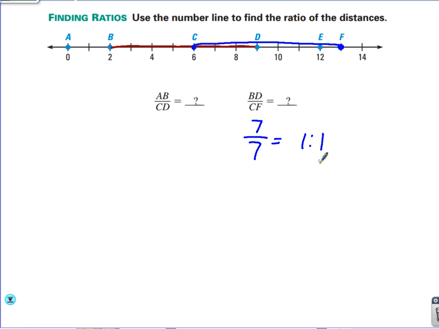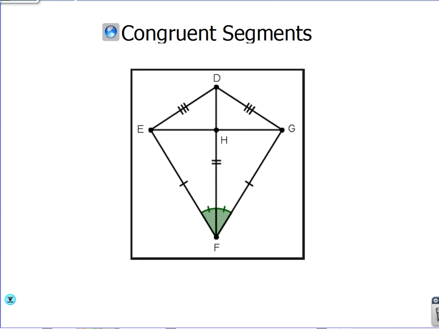What does a 1-to-1 ratio mean? They're both the same. Anytime you hear those words, 1-to-1 ratio, the first is the same as the second. Now, does that mean that both distances are 1? No, it means that both distances are the same. It could possibly be 2 and 2, possibly 3 and 3. We studied about ratios the other day.